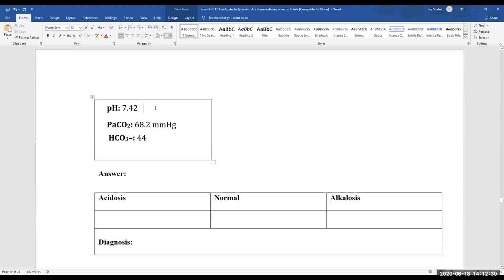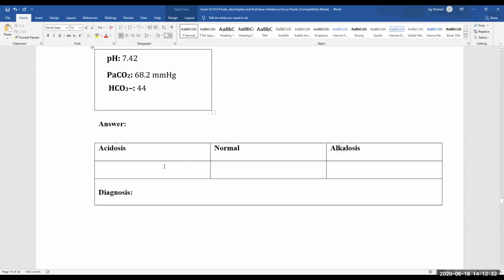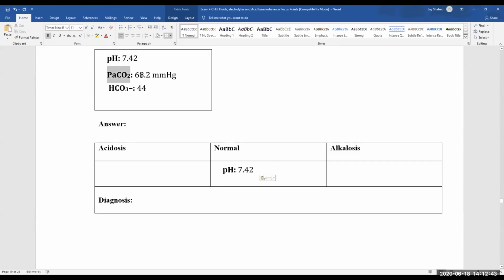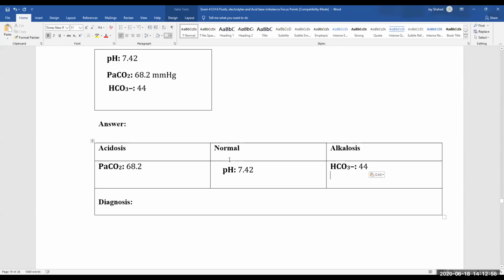So this one here, what do we have? Normal. Okay, so pH is what? Normal. How about PaCO2? Acidic, very acidic. How about this guy? Basic, very basic. So what do you have now? This is within normal range. So is it fully compensated? Yes. So it is fully compensated.